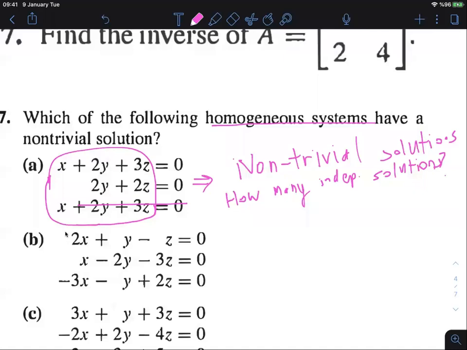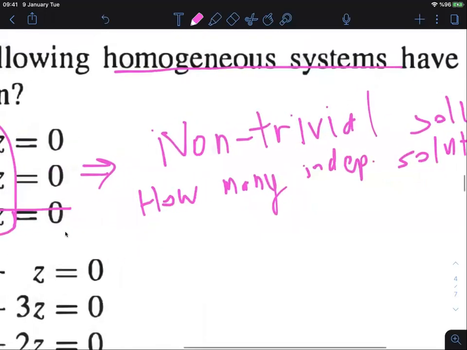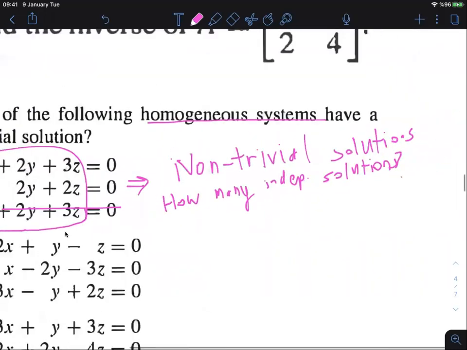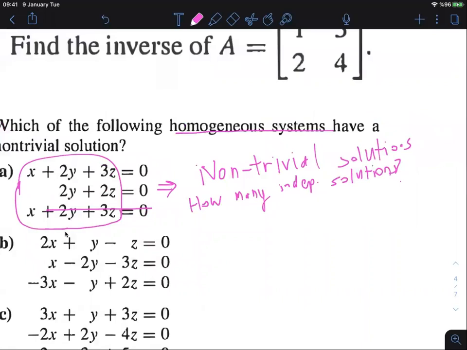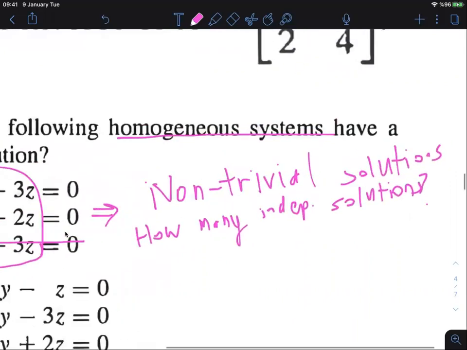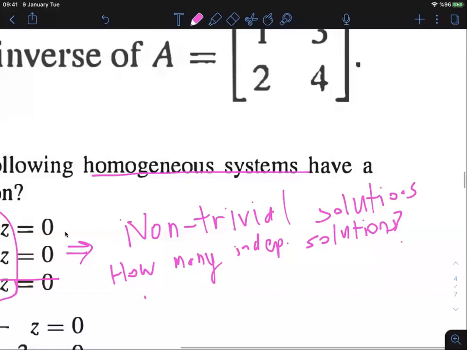If you remember the discussion at the beginning, the rank of the system is the number of independent rows. There are only two independent rows here. The first one and the second one are independent. So rank is 2, which gives us the nullity, right? Nullity must be 1.